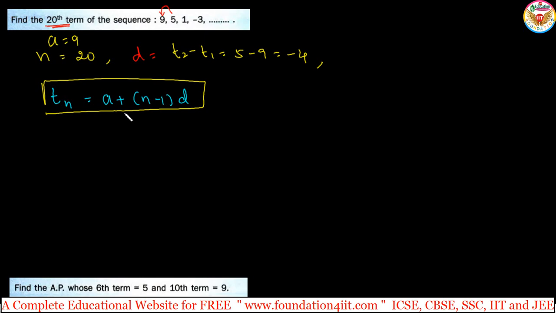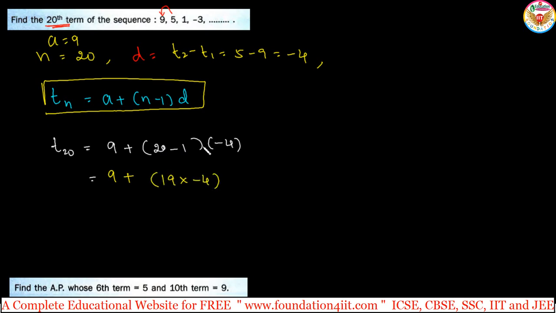Now n is 28. Therefore T28, the 28th term. So a plus (n minus 1), that is 28 minus 1. We just directly substitute instead of writing. The a value is already 9. 9 plus (n minus 1), 28 minus 1, and d is the common difference, that is minus 4. We should be careful while simplifying. 9 plus as it is. This is multiplication: 28 minus 1 is 27, multiplied with minus 4.